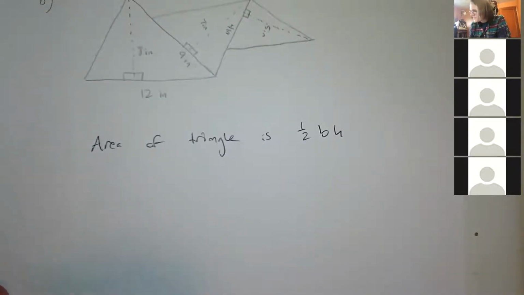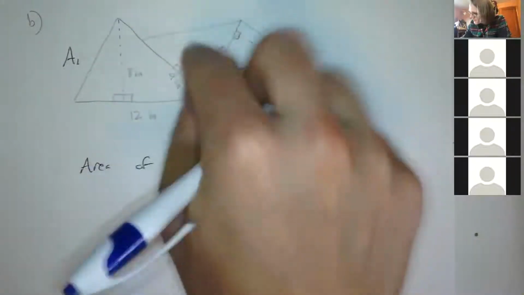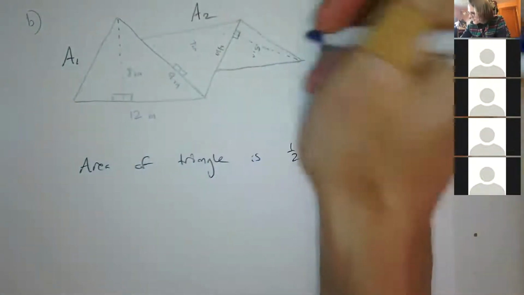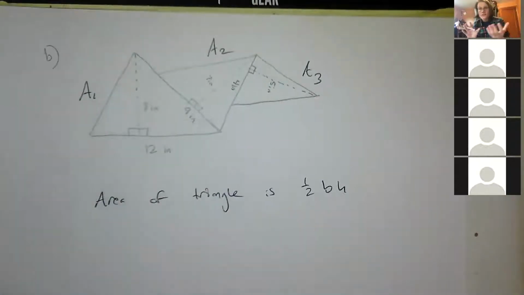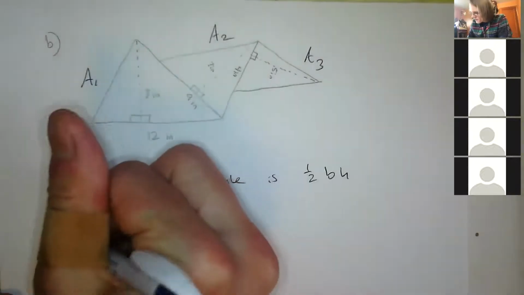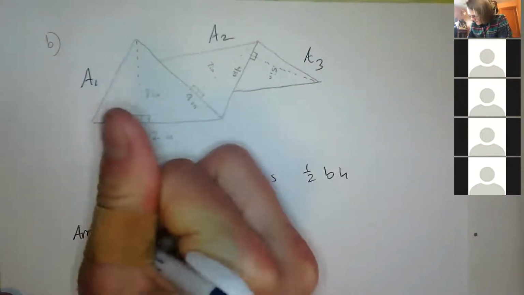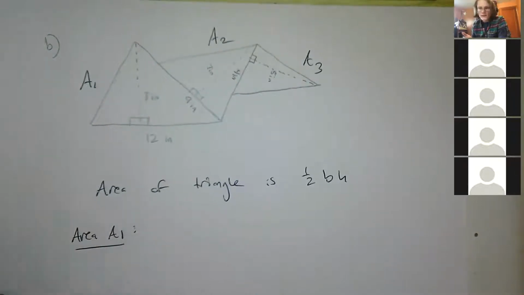But so we're just going to do all 3, like I said. So I'll call this one A1. I'll call this area A2, and I'll call this area A3. And so whenever you're doing these kind of problems and you're doing different sections, feel free to label things. It's always good to label. So the area of A1, and I'll do them independently. So remember, it's 1/2 base times height.